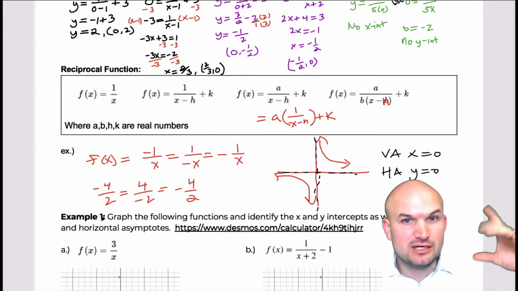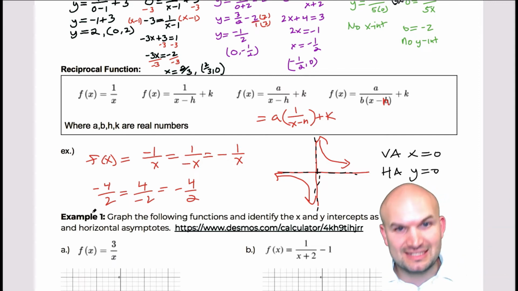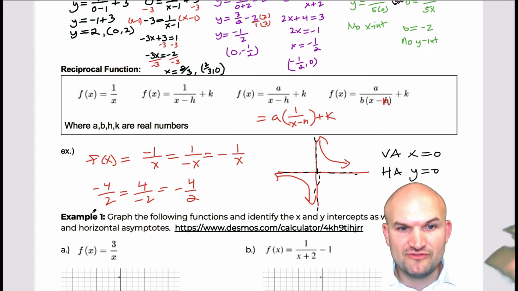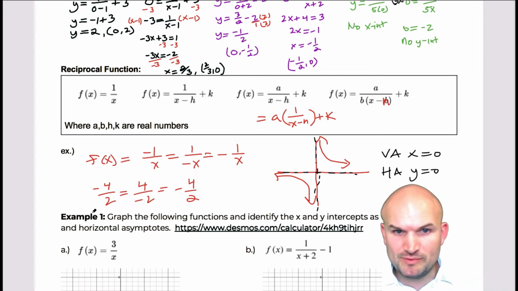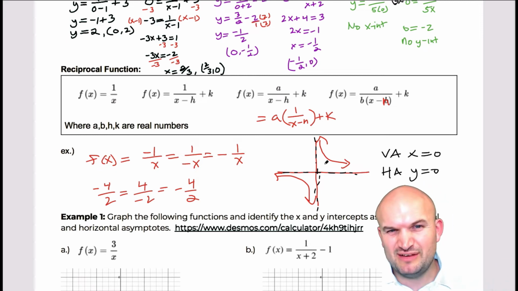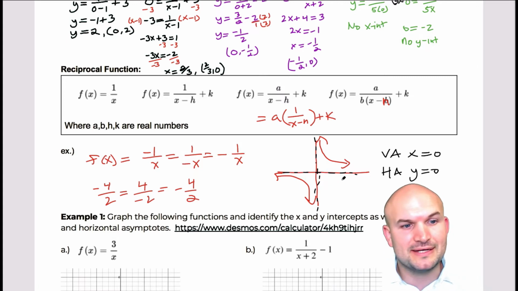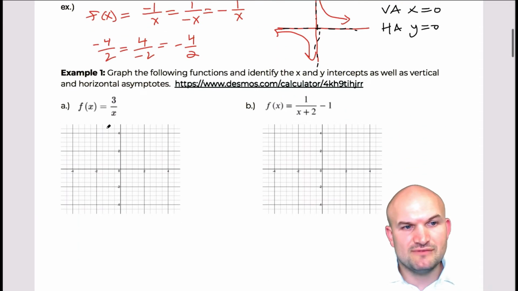However, the stretching and compression is not going to affect the movement of them, except obviously when you have a b, which can mess things up. But we'll talk about that. So let's go ahead and get into some functions here.